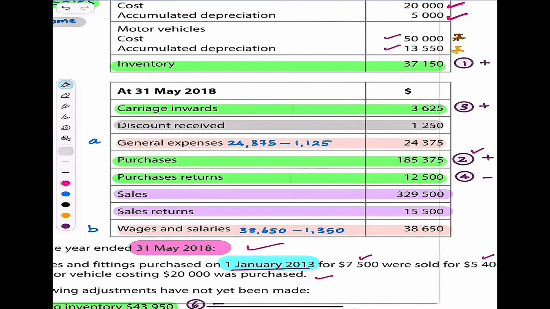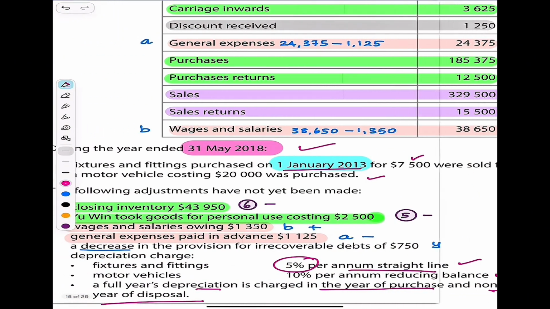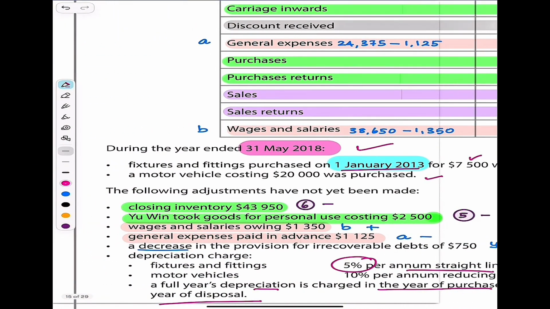185,375. Then you have the third one, carriage inwards of 3,625. Then it's purchase returns 12,500, which should be deducted. Closing inventory, that's the last option, and goods for personal use should be number 5, which should be deducted again in cost of sales. And then closing inventory 43,950, the last one.